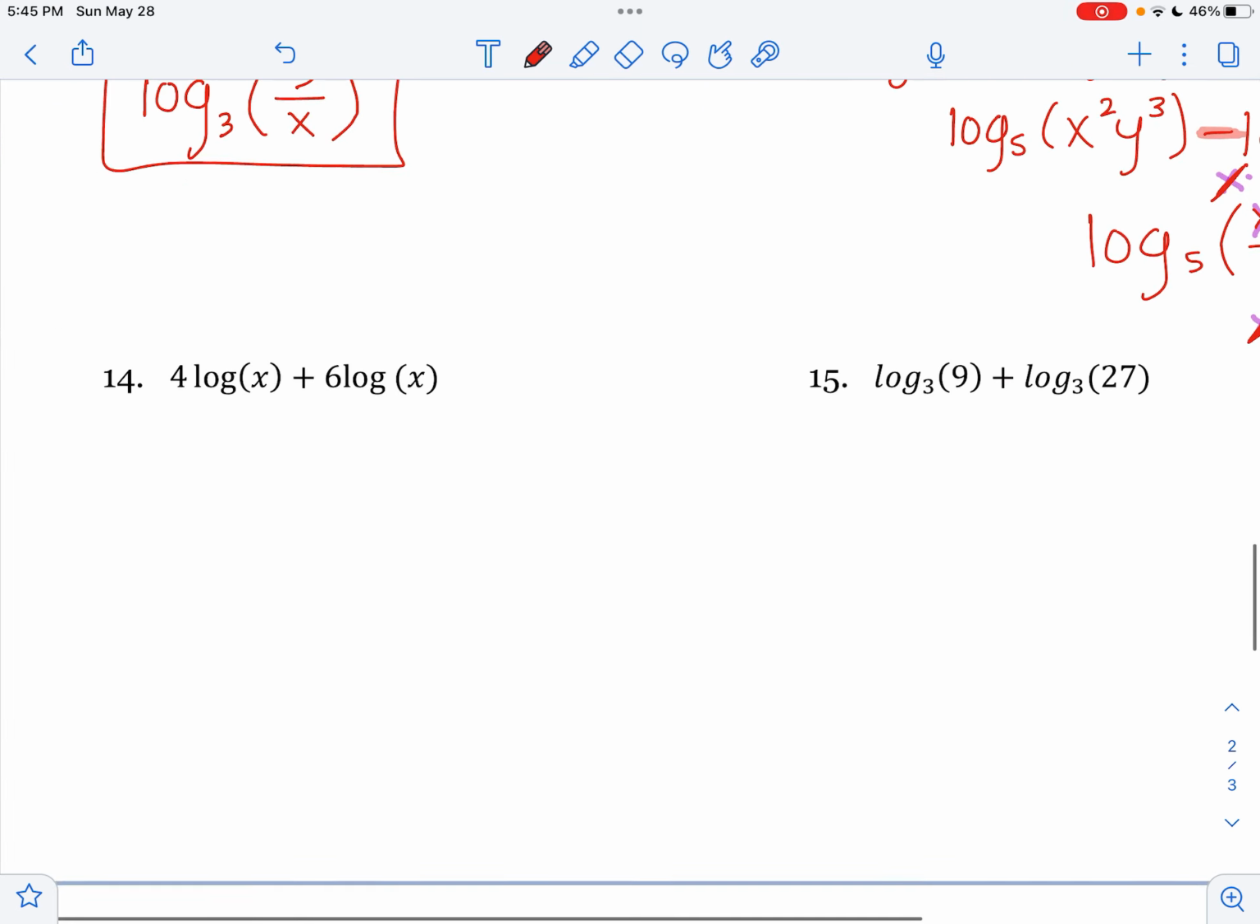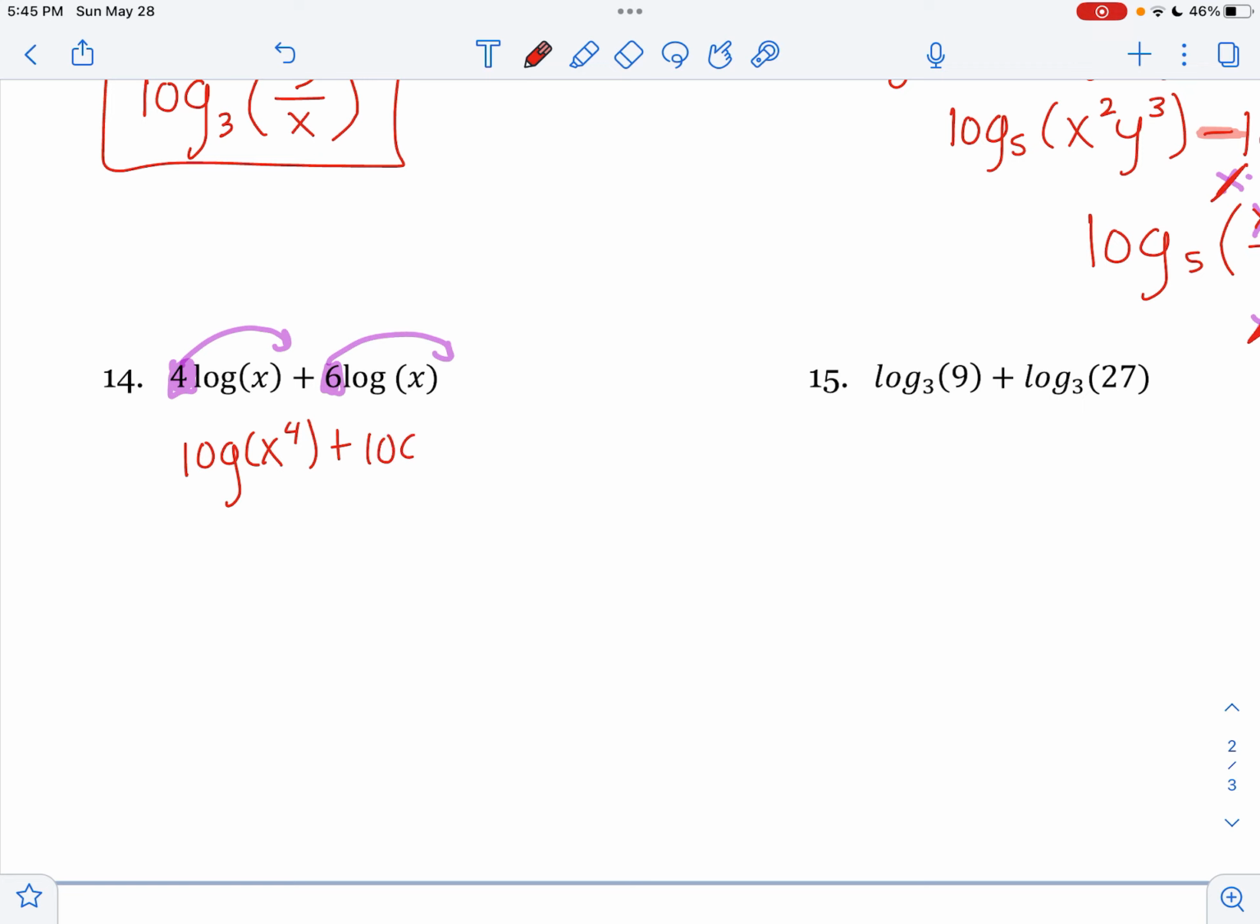Number 14. Okay, again, if you see a number in front, you want to move it above it to make it an exponent. So log x to the 4th. Remember, if there's no base, it's automatically 10. You don't have to write it, but you do need to know it. Sometimes you'll need it, but we don't need to know that that's a 10 right now. All we need to know is these both match. They're both a base of 10. So that means we can combine these.